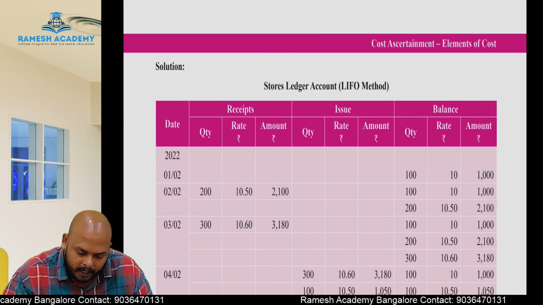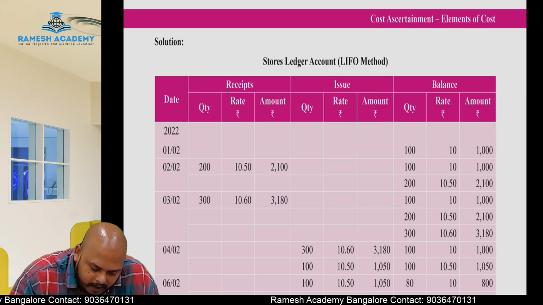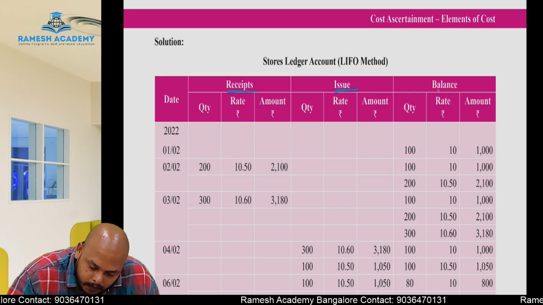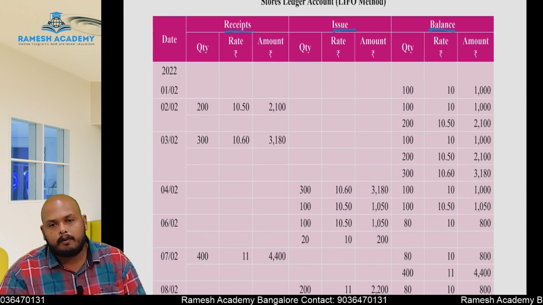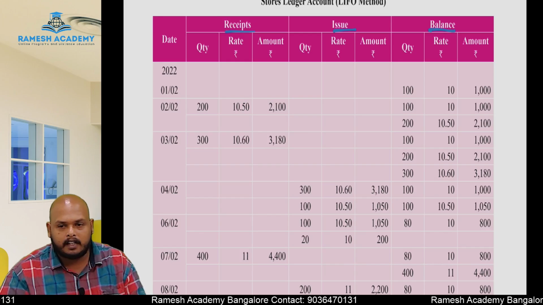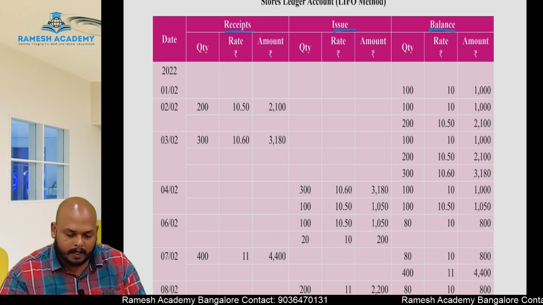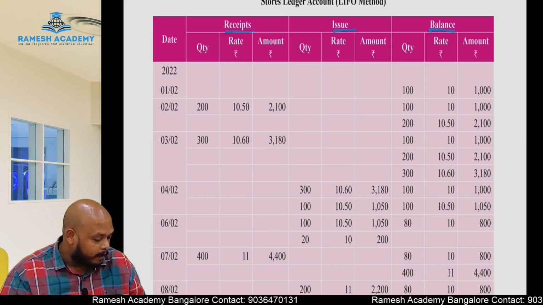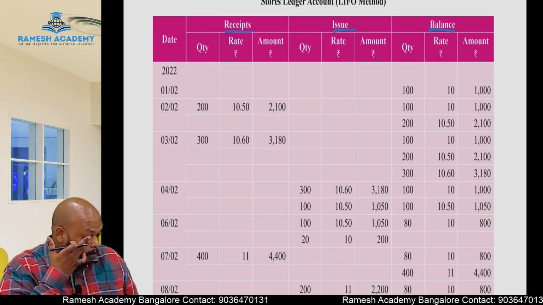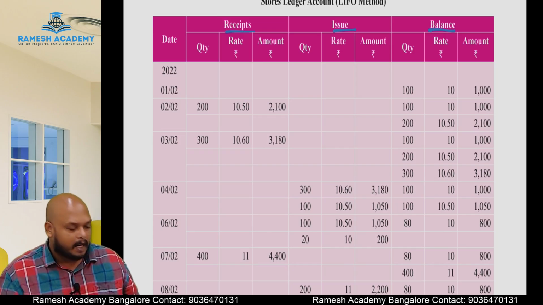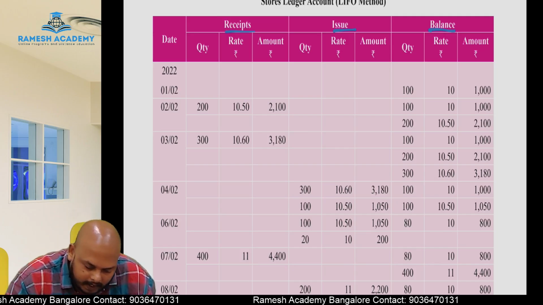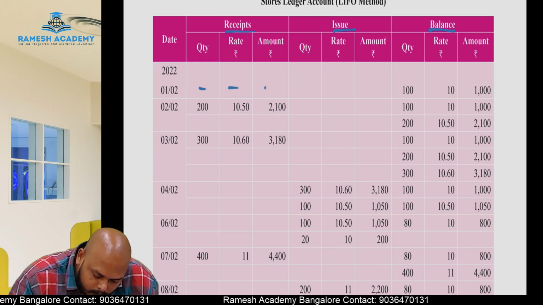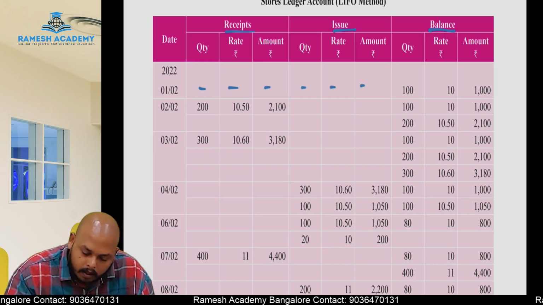They give opening balance, same as receipts, issue, balance. In the case of the LIFO method also we need not maintain which stock, Nana? Base stock, where it is not required. On 1st February 2022, how many units did he give, Nana? Opening balance 100 units. What is the price per unit? 10 rupees. So directly we can write in the balance column: 100 units, 10.